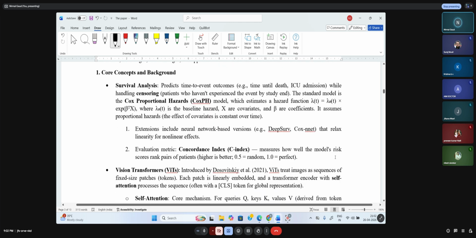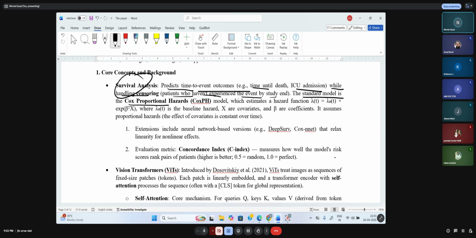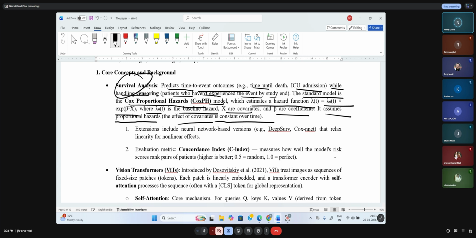Here is a paper. Fundamentals of the paper, let me read it. Survival analysis means predicting time to an event outcome, such as death or ICU admission, while handling censoring, meaning patients who haven't experienced the event by study end. The standard model is the Cox proportional hazard model, which estimates a hazard function from the baseline hazard. X are covariates, beta are coefficients. It assumes proportional hazard: the effect of covariates is constant over time.